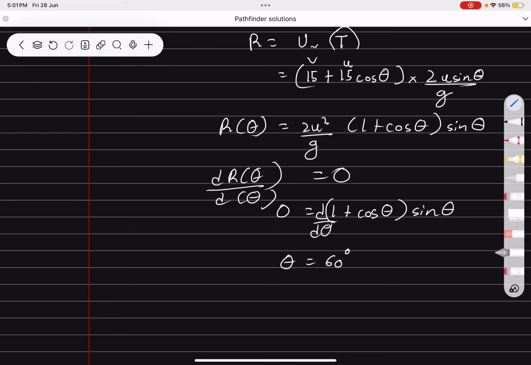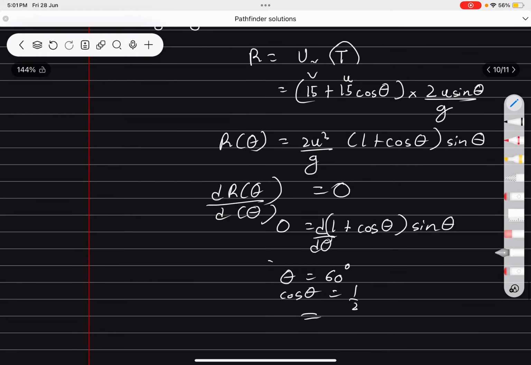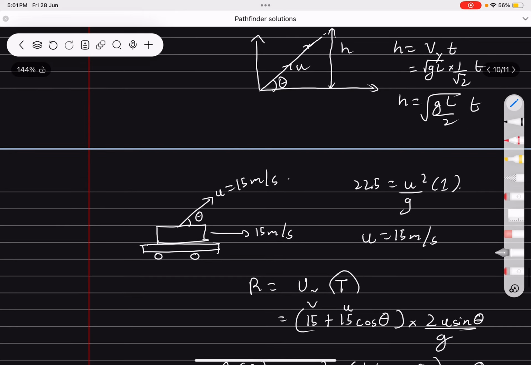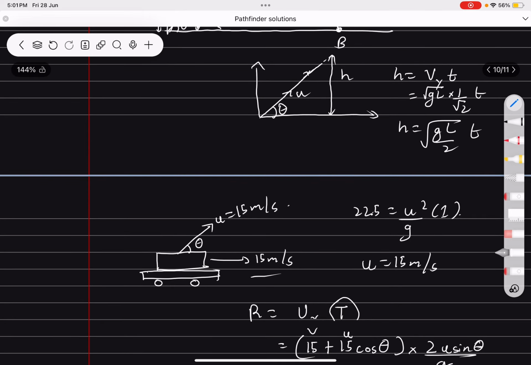So solve this, you will get theta equal to 60 degree. I think you will get cos theta as 1 by 2. So this is the final answer. So at theta equal to 60 degree, the range of the shell will be maximum when it is mounted on the platform.